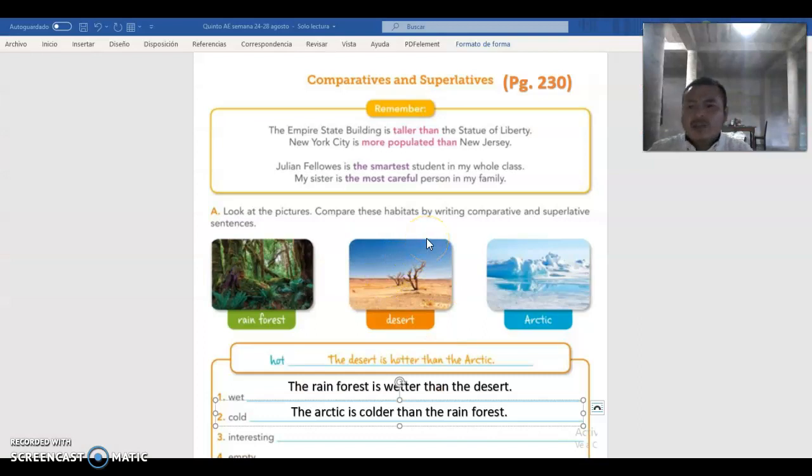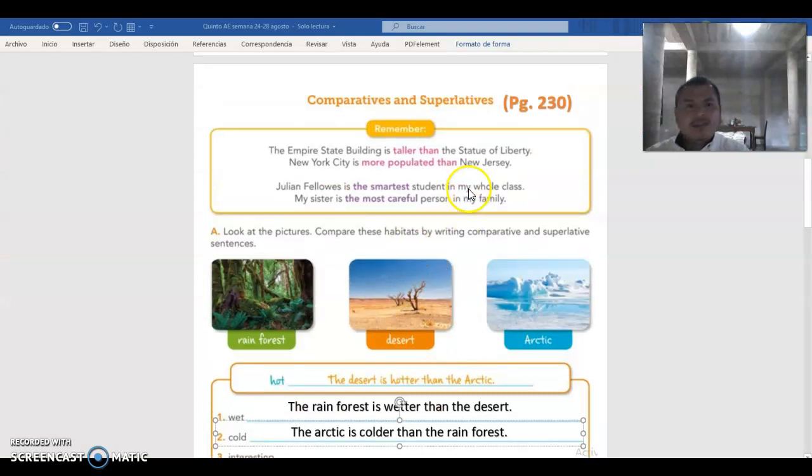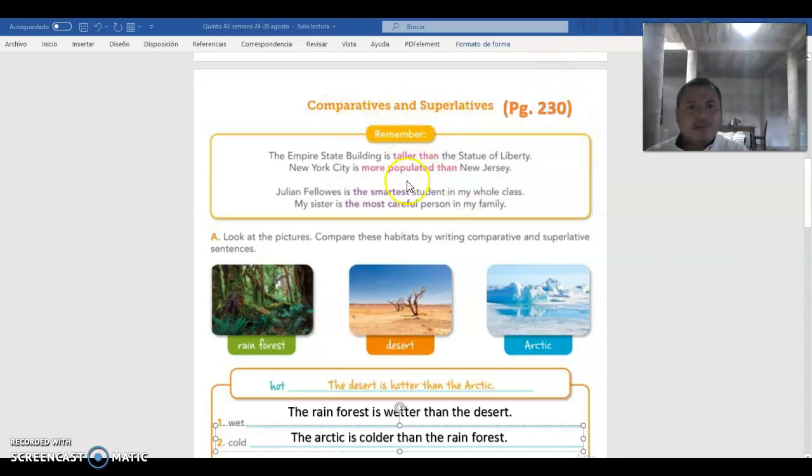Okay guys, so also you need to do page 230 in comparatives and superlatives, and let's read this together. Remember, the Empire State Building is taller than the Statue of Liberty. New York City is more populated than New Jersey. Julian Flowers is the smallest student in my whole class. So this one, superlatives. My sister is the most careful person in my family. So most, if I use it in this one, is because it is superlatives, more is comparatives.